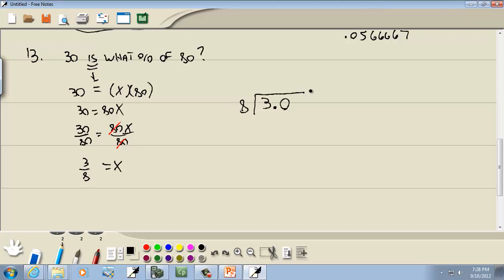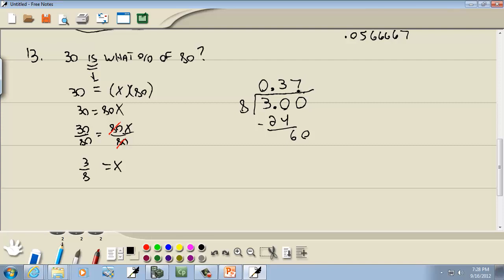And I'll change that to decimal form. Don't want fractions when working with percents or decimals. 8 doesn't go into 3, it does go into 30. Goes in that three times. 3 times 8 is 24. Subtract that, and we get 6. We add another 0 on.